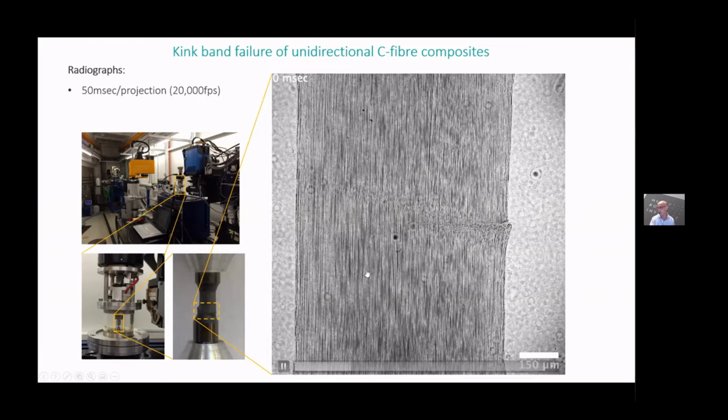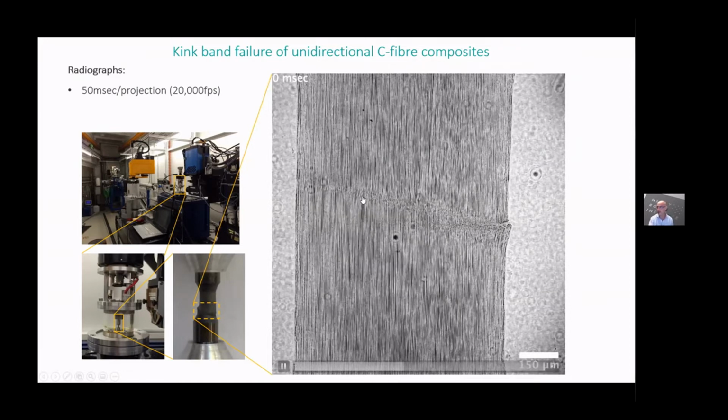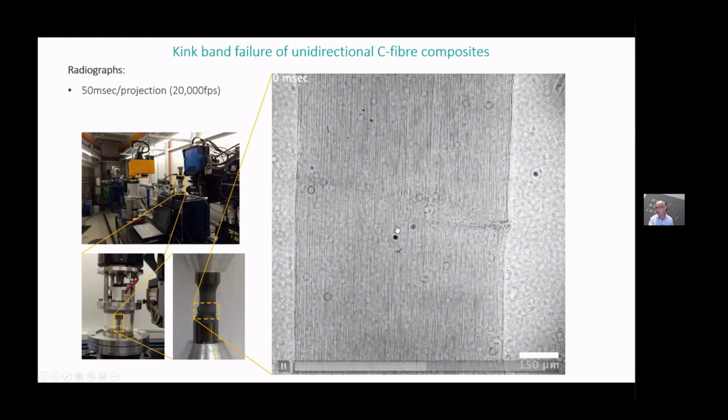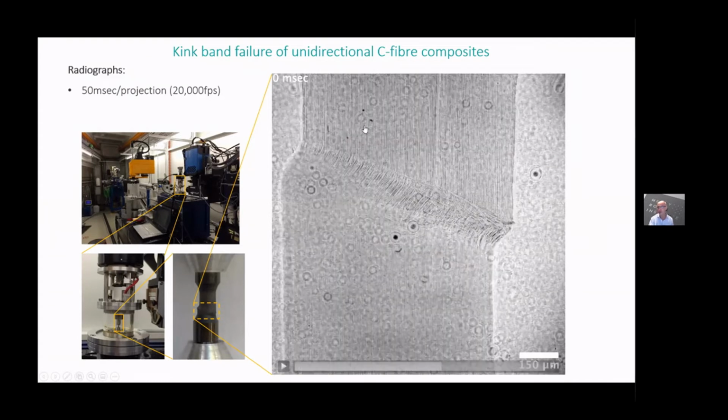What we are now doing is using imaging to measure the bending of the fibers just prior to the propagation of this kink. But you can see already here that the fibers have all bent quite heavily out of plane, and you can see that the cracks are starting to form. You can see cracks where the fibers have broken.